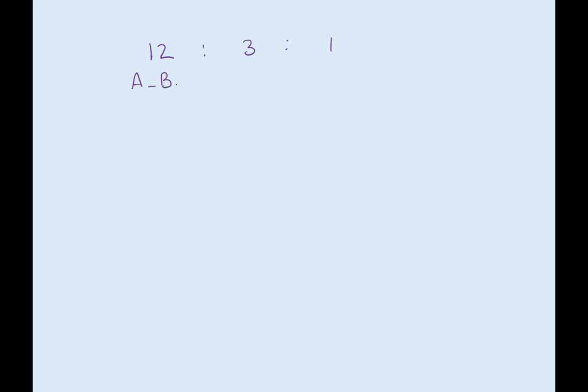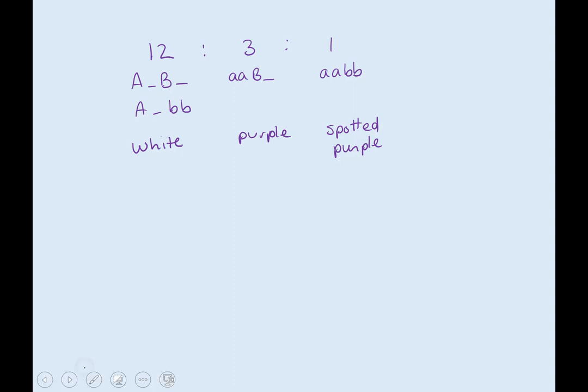So I know that in the 12, I have these genotypes. In the 3, I have this general genotype. And in the 1, I have this one. And looking at that chart, the 12 represents the white flowers, the 3 represents the purple, and the 1 represents spotted purple. So I have my ratios, and I have my genotypes of the F2.